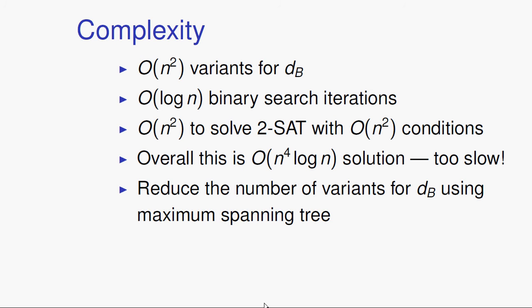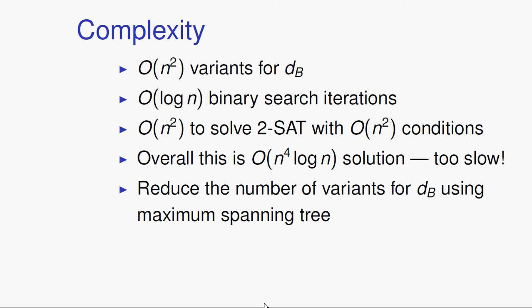And then inside the binary search we need to check whether it is possible or not to have such a pair of values dA and dB, and it will take n squared time, because there will be n squared pairs of shipments X and Y, which will generate n squared conditions, and the complexity of 2SAT depends linearly on the number of conditions. So overall, this will be a solution which works in the time n to the power 4 multiplied by log n. This is actually too slow to pass in the time limit in these World Finals.